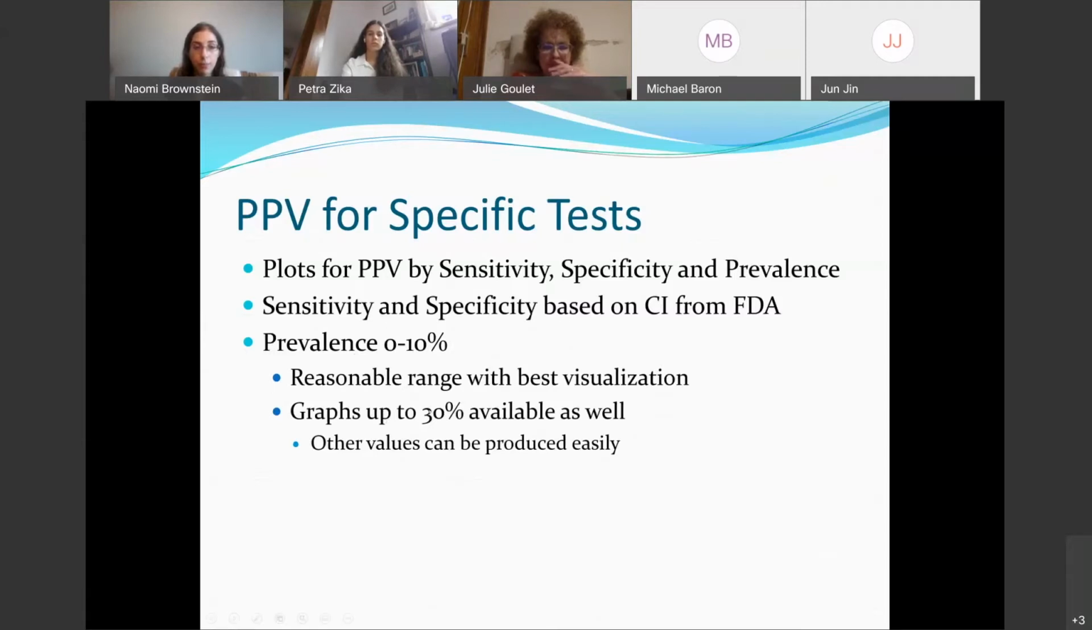We also made some graphs up to 30, but you can see that the behavior kind of levels off pretty quickly after the 10, so we restricted it here, but I can produce more values easily. So for now, I'm going to focus on what we have.